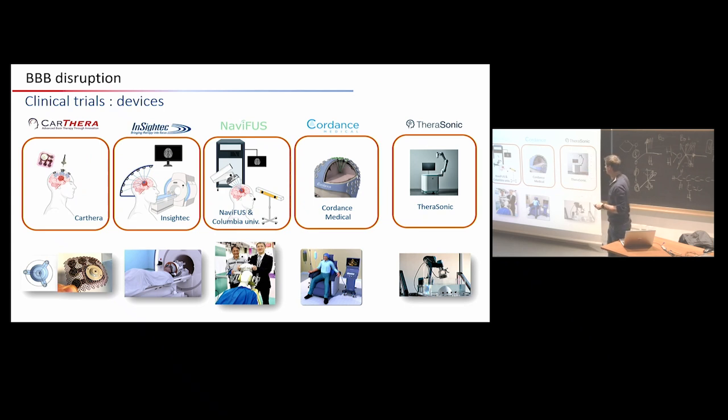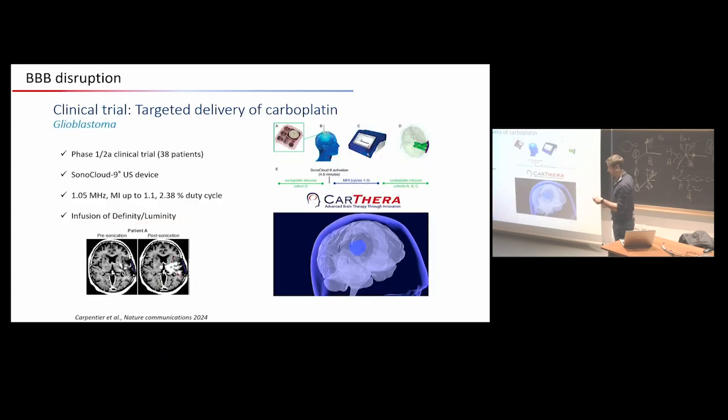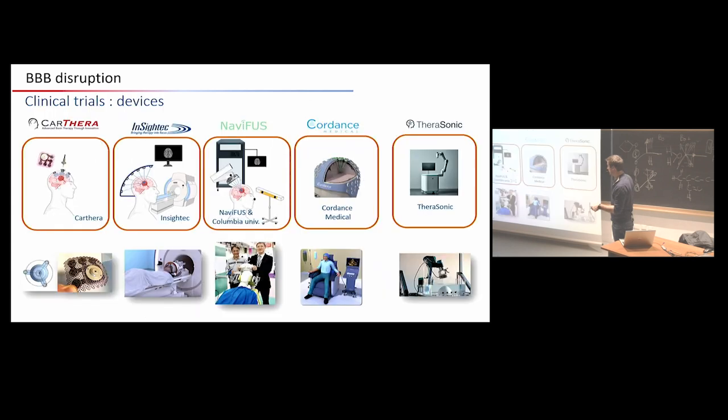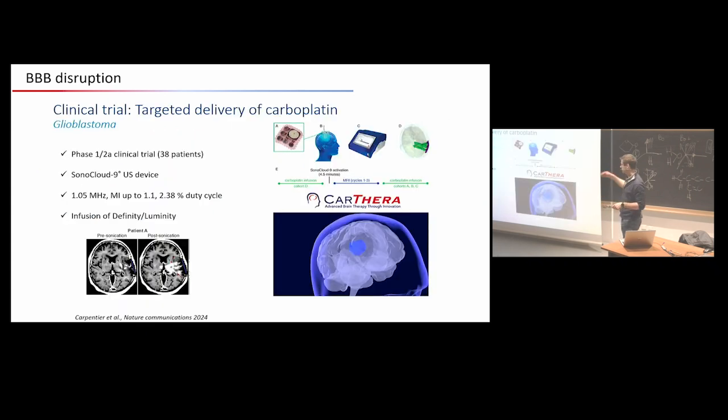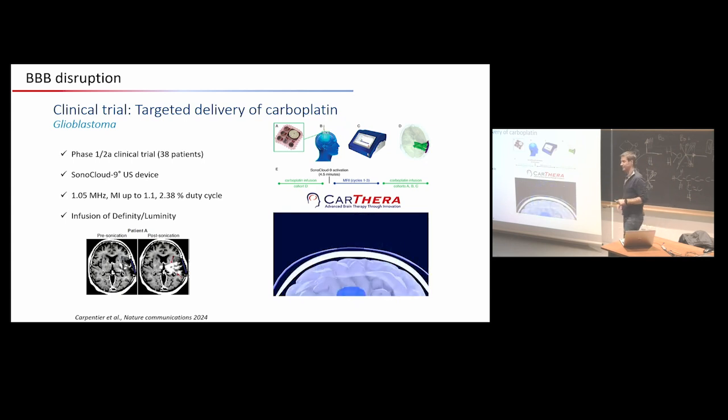Just to go fast on this, those devices have now been in clinical trial for more than 10 years. The pioneers are the Carthera device and Insightec for BBB opening, and now there are many, many companies like Navifus, Cordance Medical, or our company Therasonics that are doing BBB opening, but with different approaches to perform the efficient BBB opening.